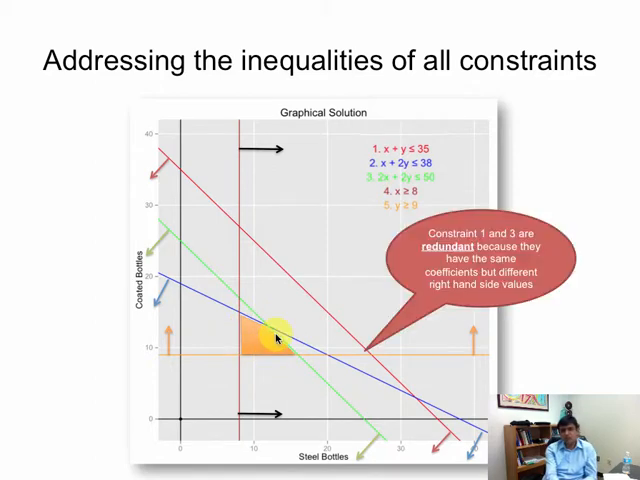One thing you want to notice is that constraints 1 and 3 are redundant, because in this case they have the same coefficients but different right side values. However, in the feasible region area, constraint 1 is completely overshadowed by constraint number 3.